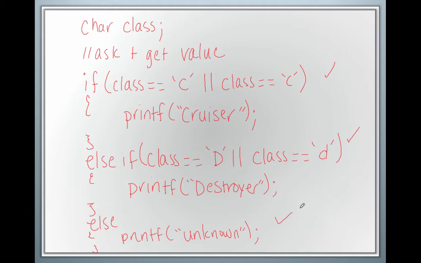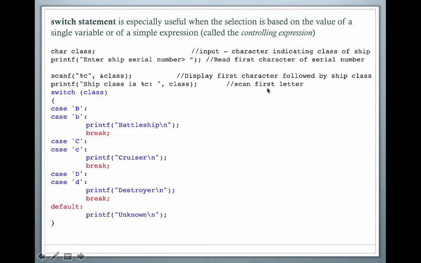Now if you're using if-else to compare, not for less than or greater than, but to compare if things are equal, using equals, you can do it another way, which is using a switch. And this is how the same thing works with a switch. So you just set it up, you use the keyword switch. Right here we're just declaring a variable called class, asking for the input, getting the input, and then printing it back onto the screen. But this is the switch part right here.